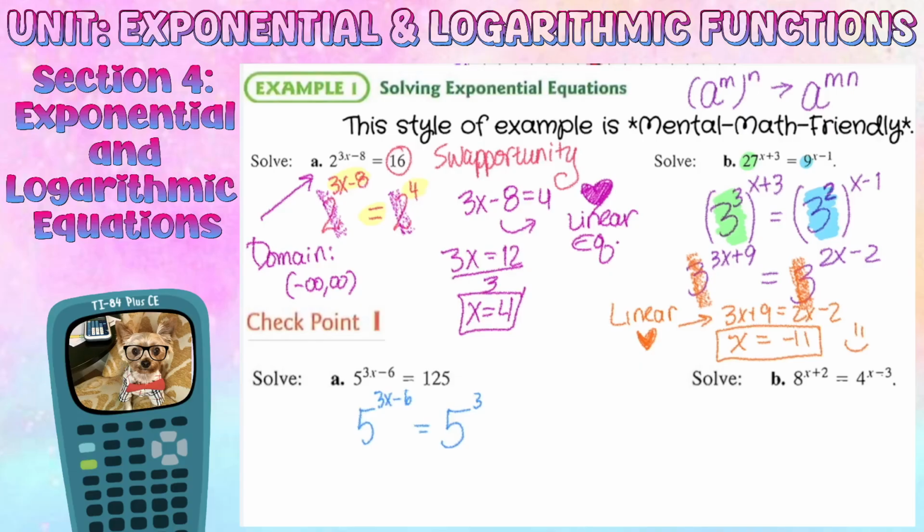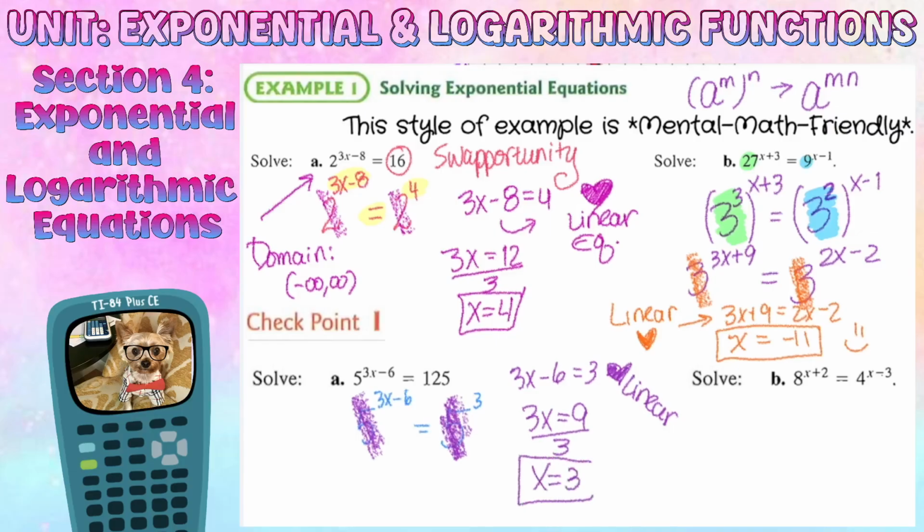So can we do our swap opportunity? You bet. 5 is ignored, and we solve. We have 3x minus 6 equals 3. Again, we love it. It's linear. Lovely, linear. Add 6 to the other side. We get 3x equals 9. Divide both sides by 3, x equals 3. It was originally exponential with a domain of all real numbers. No need to check for extraneous solutions.